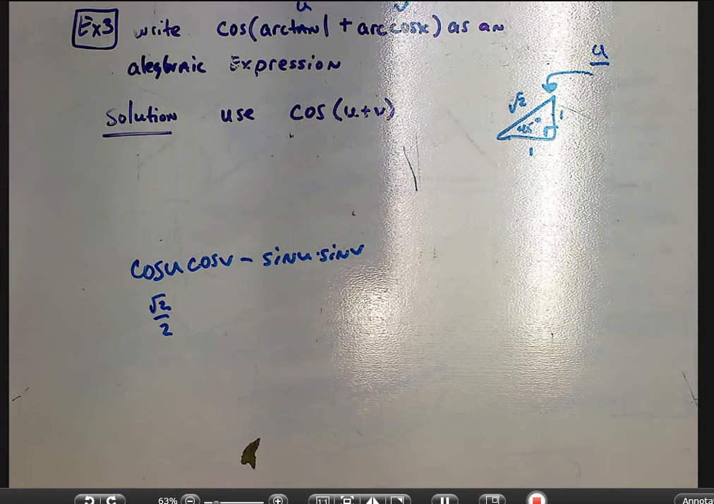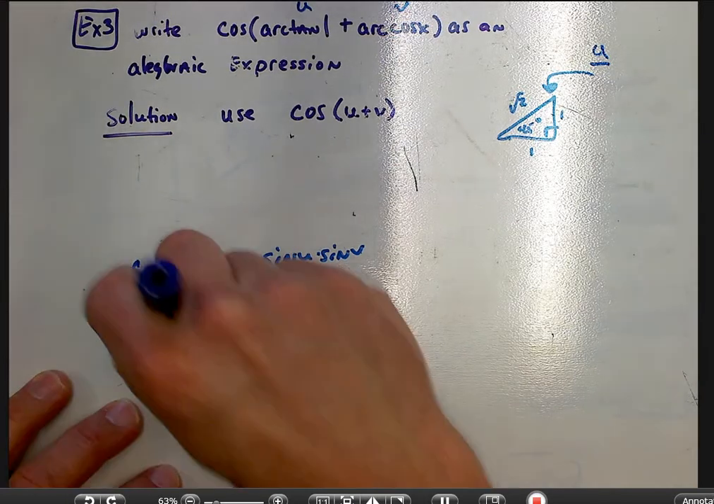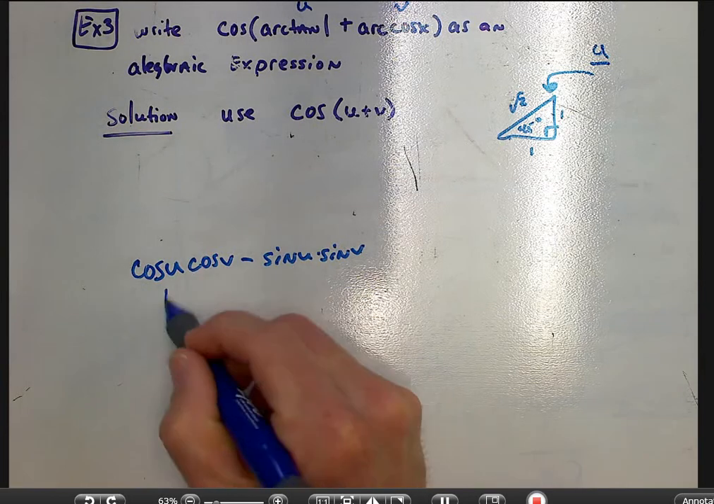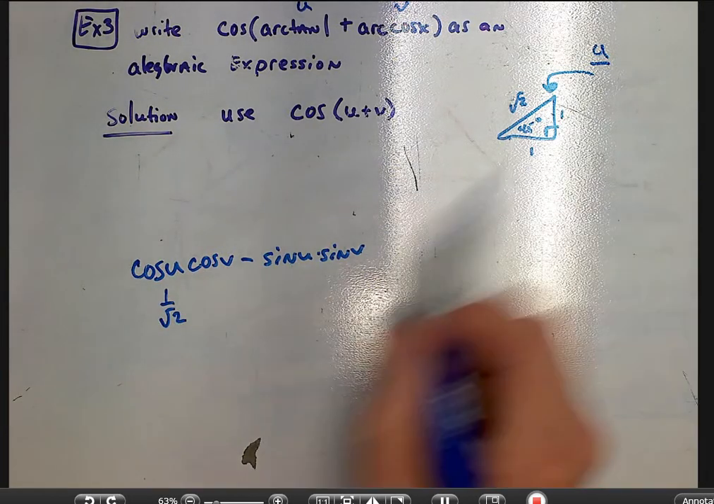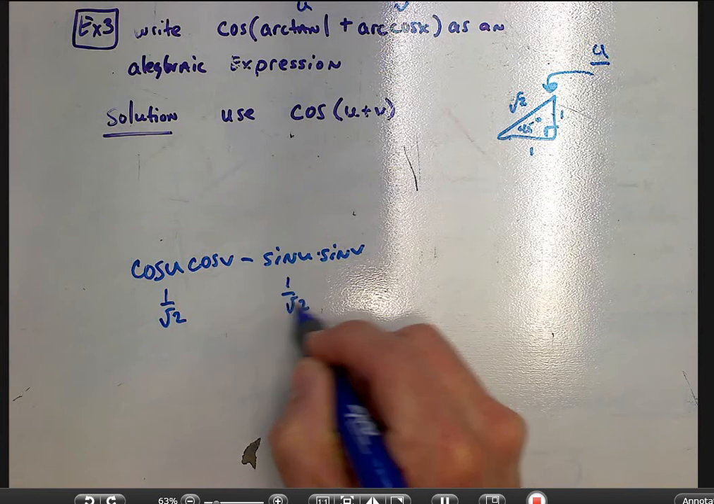Like that. Well, yes, that's true for our purposes, though. Let's just leave it 1 over square root 2. For the sine of u, again, u is here. That's opposite 1 over square root 2. So I have that so far.